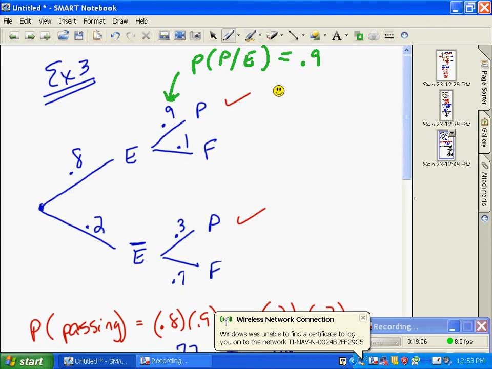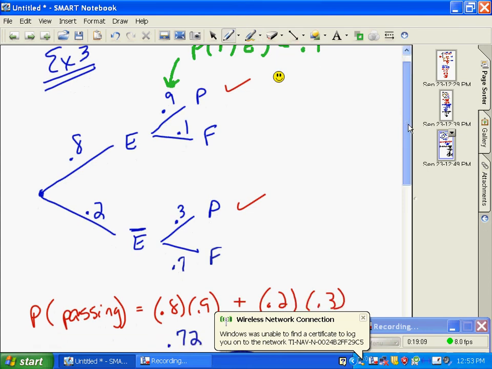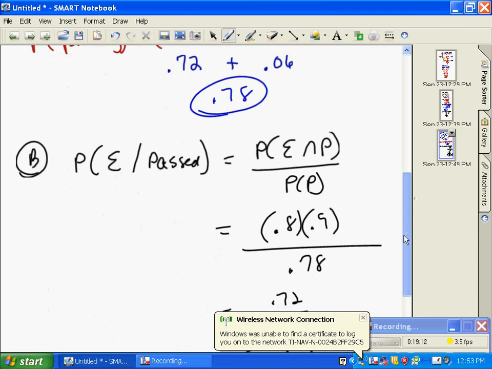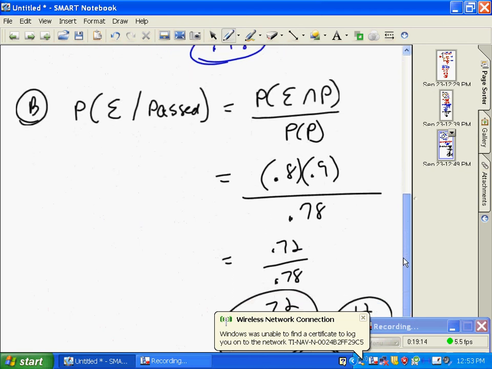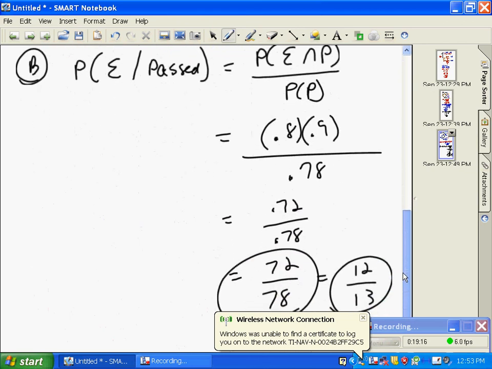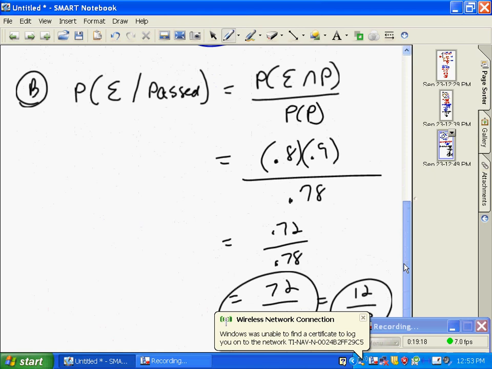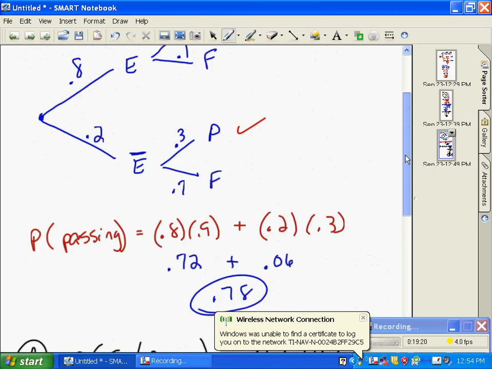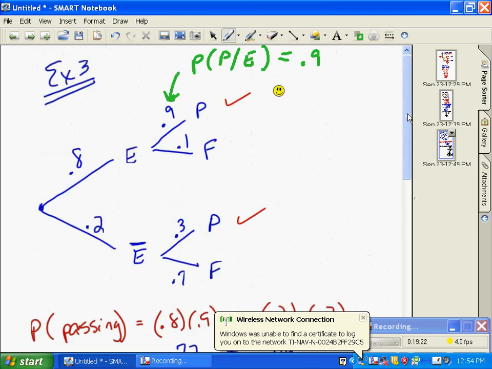Okay, now what did we just find in our problem? We found the probability that they were eligible given that they passed. Do you see the difference between the two problems? Eligible given passing, we had to actually do a lot of mathematics there, but when we have the probability of passing given that they're eligible, we just had to look right there at the tree diagram, and that is 0.9.